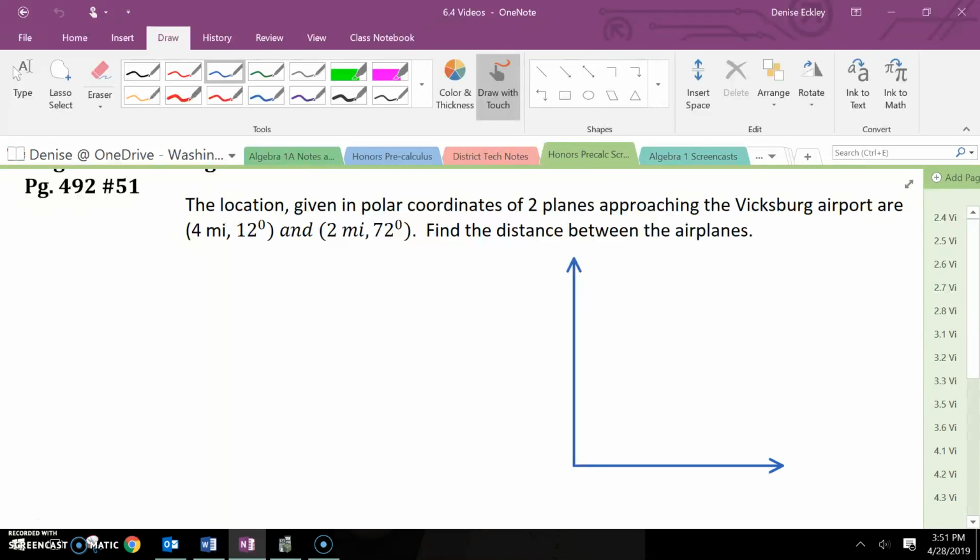So the one plane is 4 miles out from the airport at a heading of 12 degrees. I shouldn't use the word heading, but at 12 degrees. And the second one is 2 miles out at an angle of 72 degrees.